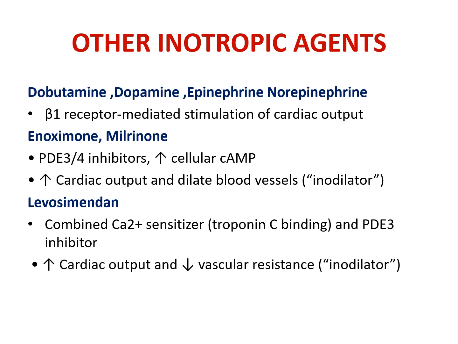And you have a drug called levosimendan. It is a calcium sensitizer, it increases troponin C binding and is also a phosphodiesterase inhibitor. So it increases the cardiac output as well as decreases the vascular resistance. So it is also an inodilator.